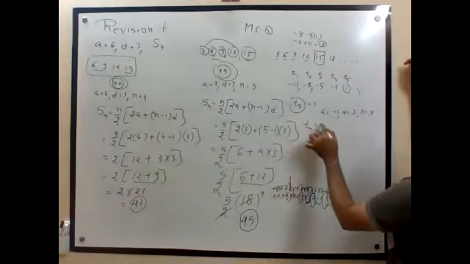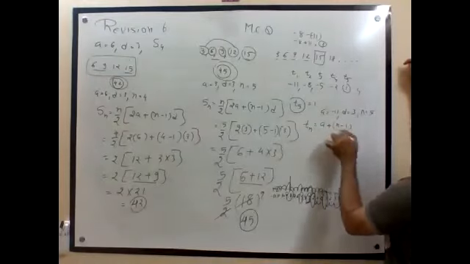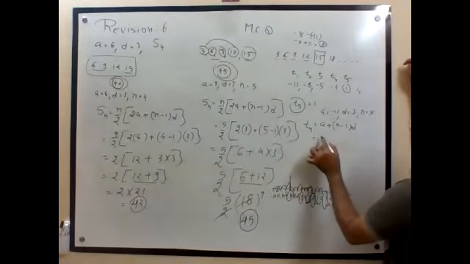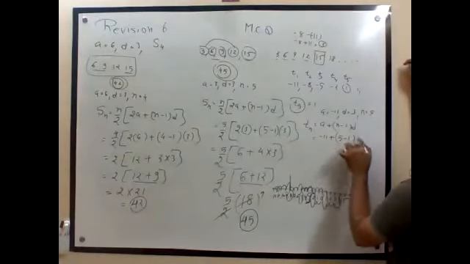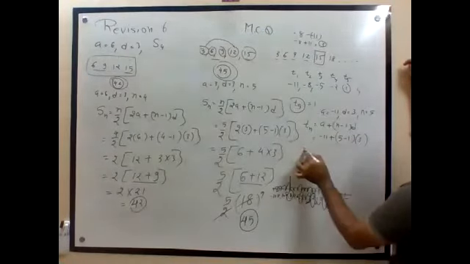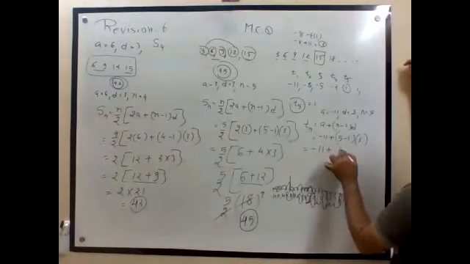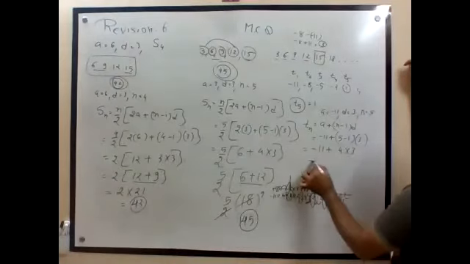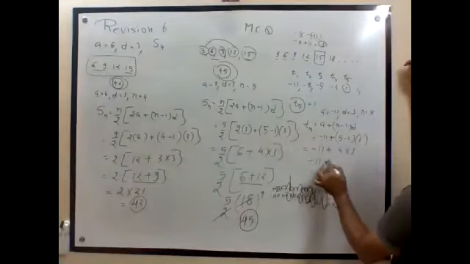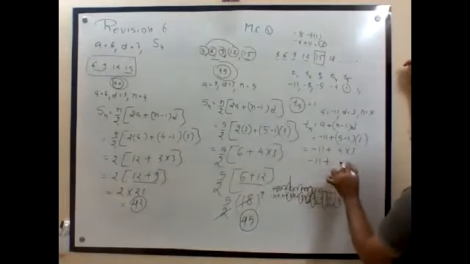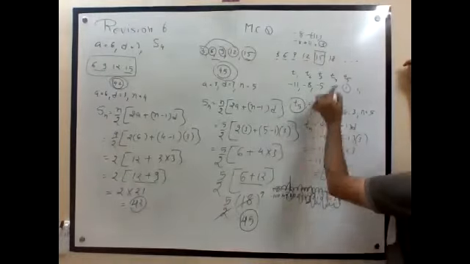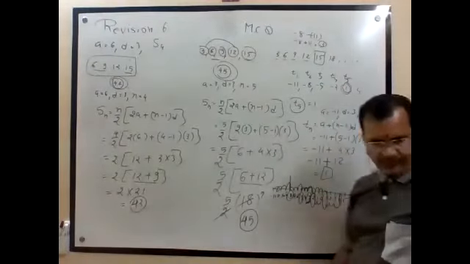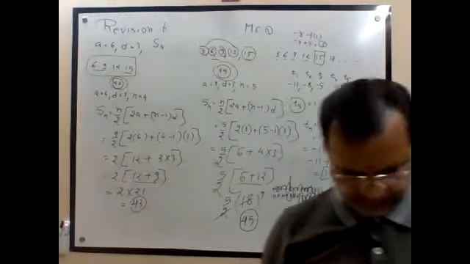So Tn is equal to A plus n minus 1 d. A is minus 11 plus 5 minus 1, difference 3. So minus 11 plus 4 times 3 is 12. 12 minus 11, like that.